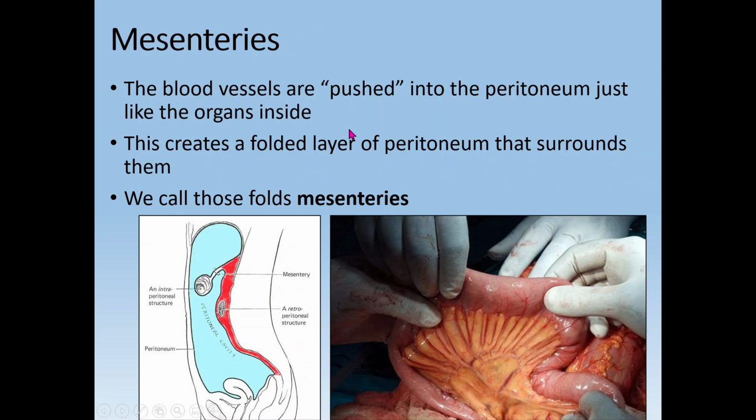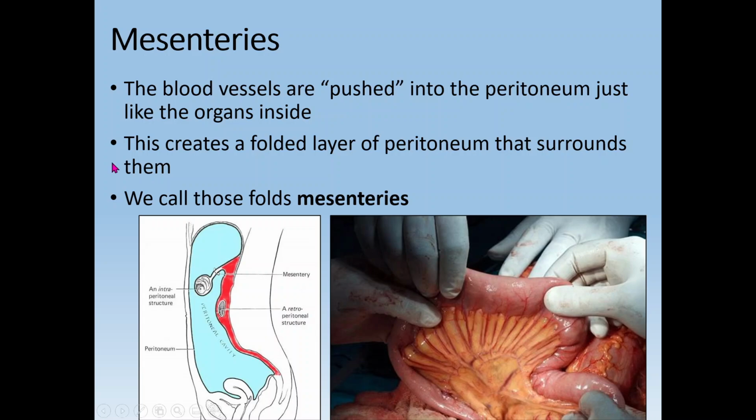It's going to do so through these structures we call mesenteries. This is a tunnel or tube, you can think of it, that's pushed through the peritoneum, full of vasculature to reach the organs that are inside. So if we look at this figure, here's our abdominal organ sitting in its peritoneum. We're going to push a little pathway to that organ, and that's how the vasculature or the nerves are going to get to that organ.